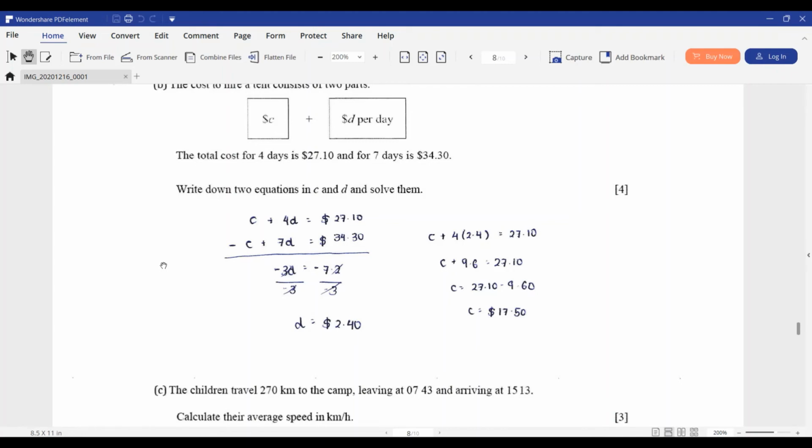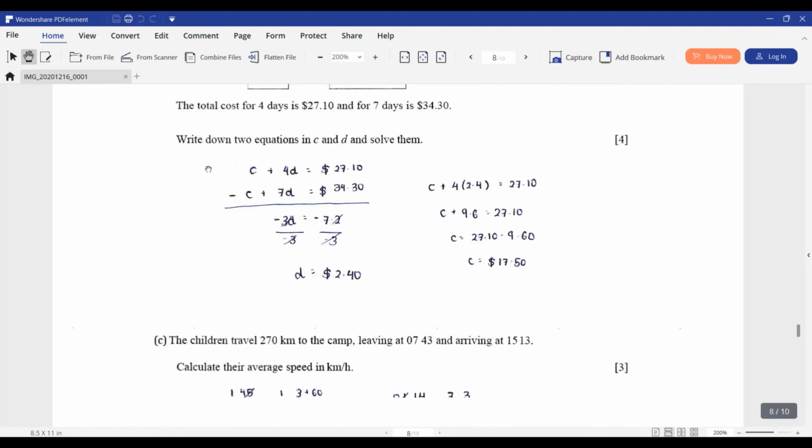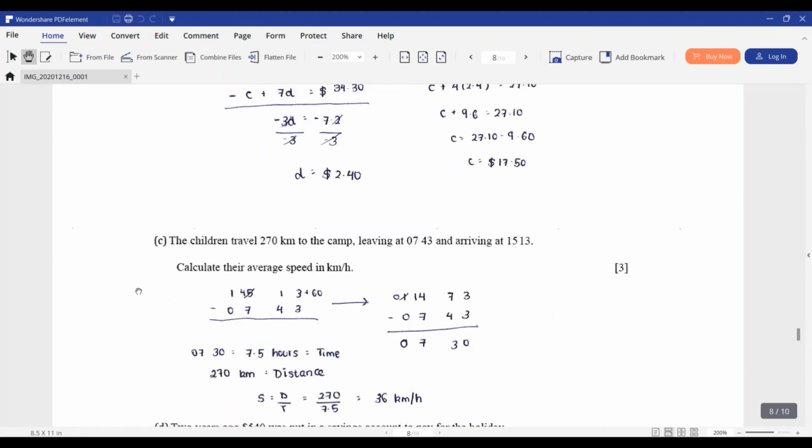So we collect like terms. C is equal to 27.1 minus 9.6. So C is $17.50. So that's the constant value of C. Make sure you understand this question very well, because this is a 4-mark question, quite a lot. So let's go to part C.